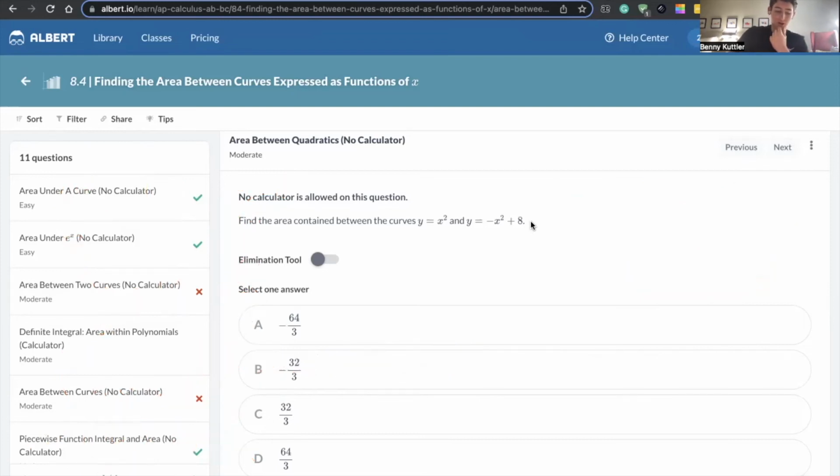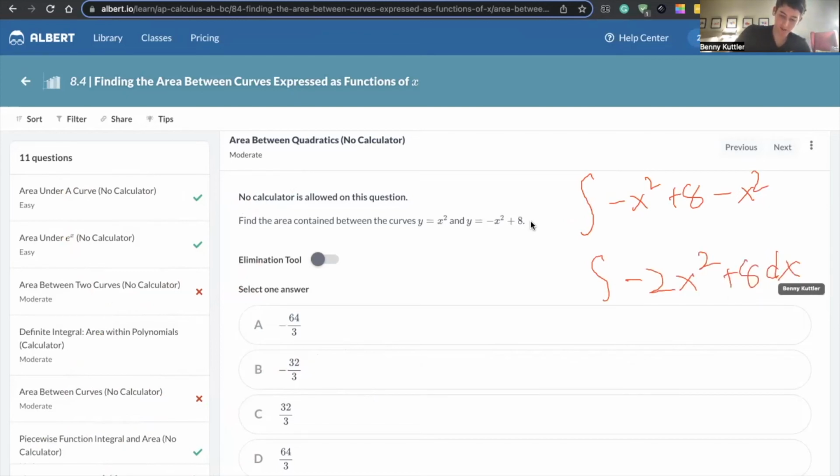Try it again using our other function first. So then we'll have the integral of negative x squared plus 8 minus x squared. So we have the integral of negative 2x squared plus 8 dx between, what was it, 2 and negative 2. And now we take the antiderivative, we have negative 2 over 3 x cubed plus 8x between 2 and negative 2.